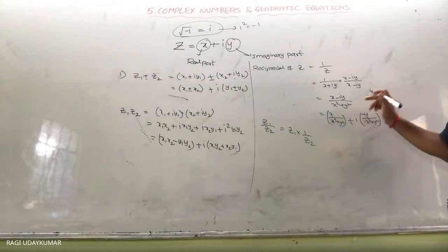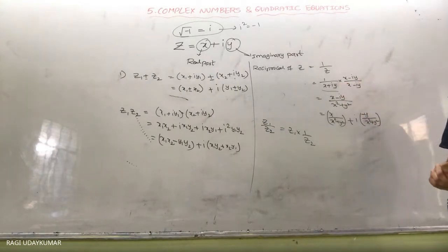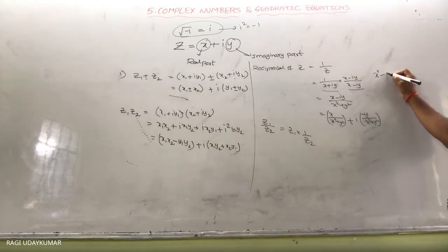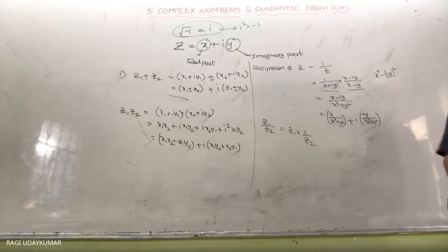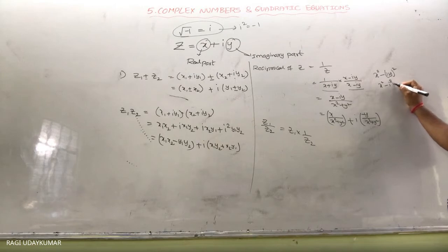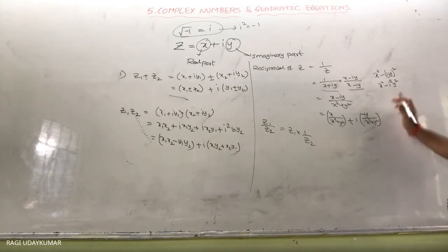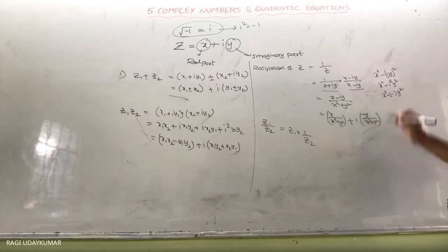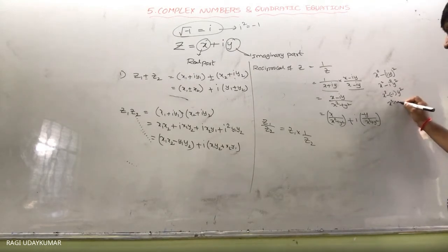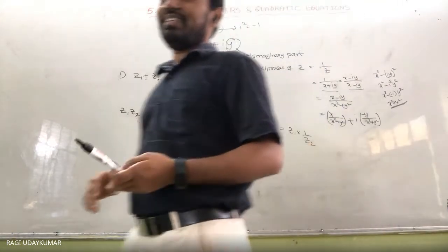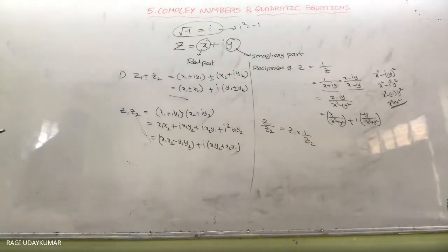A plus b into a minus b, a square minus (ib) whole square. Okay. x square minus i square into y square. i square value? Minus 1 into y square. It becomes x square plus y square. That we have discussed yesterday. I already told you yesterday.